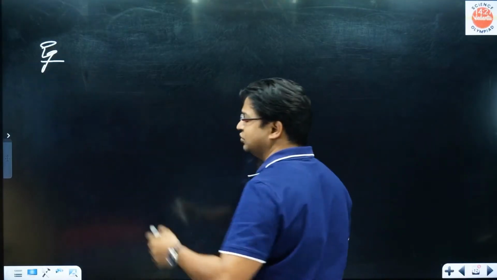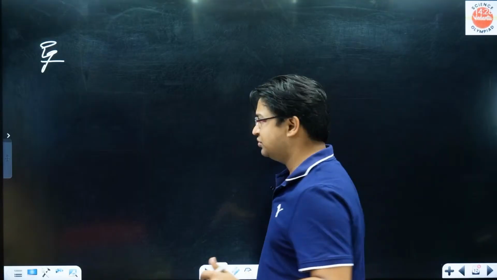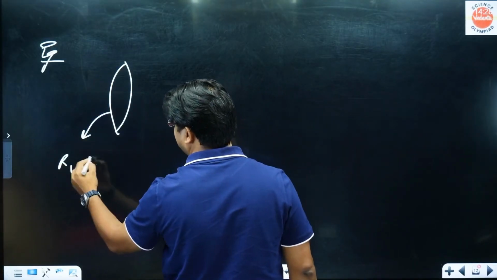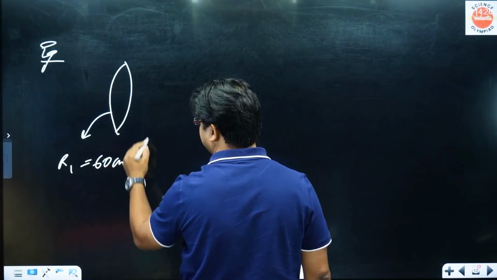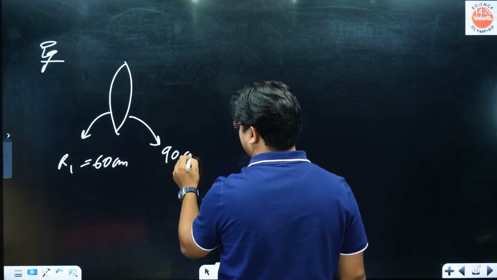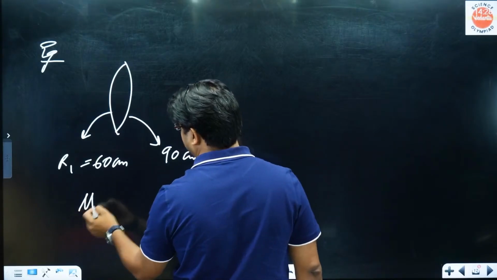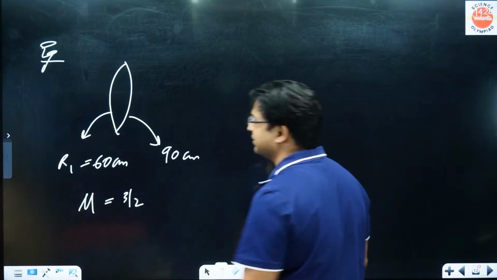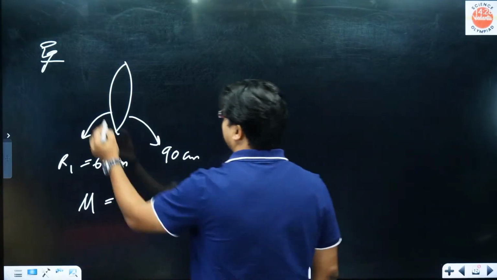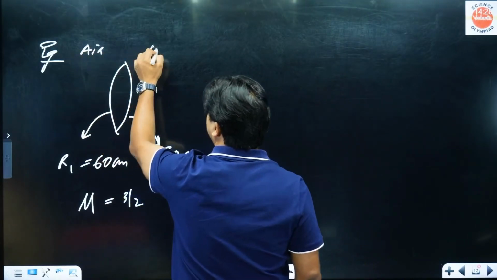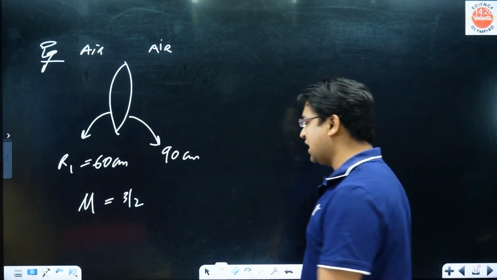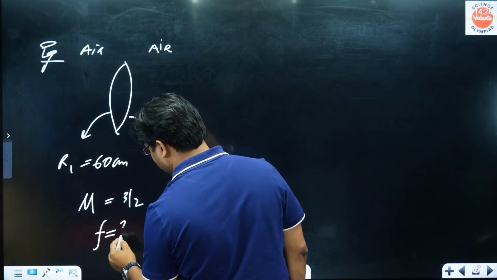Some queries to satiate, to satisfy. Let's say we have a lens such that the radius of curvature on one side is 60 centimeter and on the other side is 90 centimeter. The refractive index is 3/2 and it is kept in a surrounding of air, which means the refractive index of the surrounding can be taken as 1. Now suppose I ask you to tell me the focal length of this.